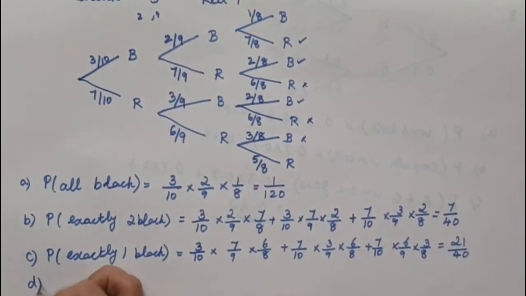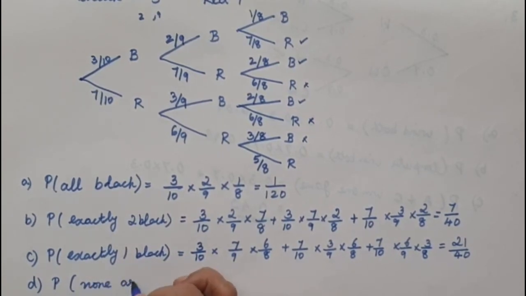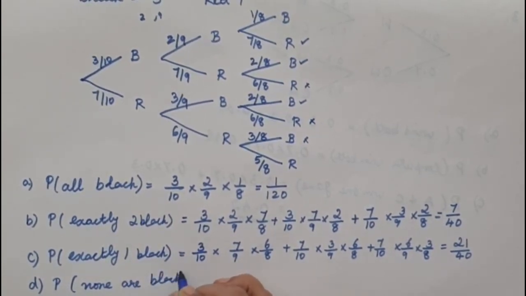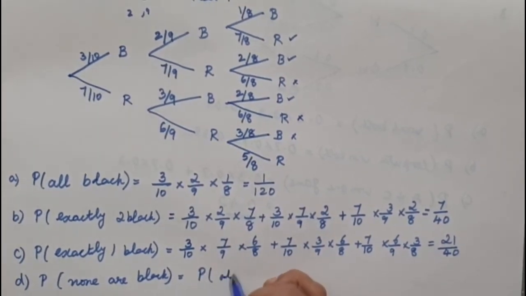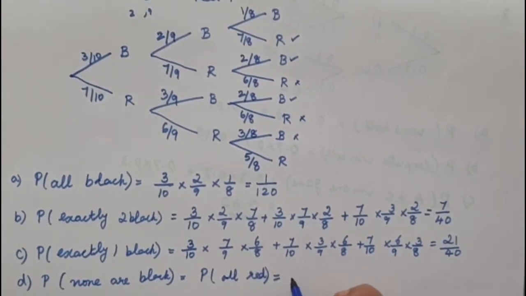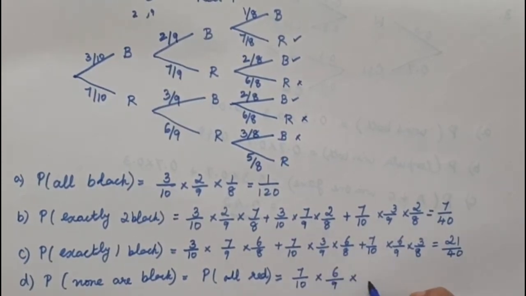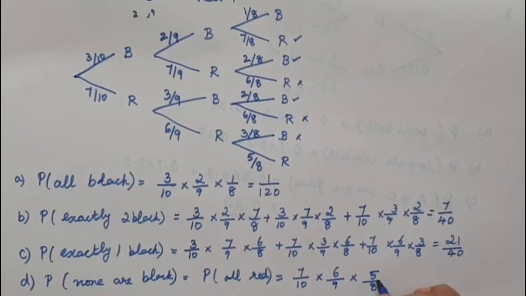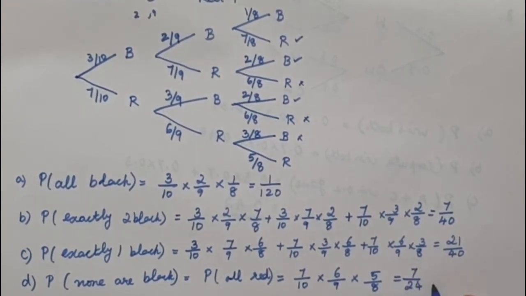Now D part. Probability of none are black. In order to find this, we can find probability of none are black, which means all red. That is 7 over 10 into 6 over 9 into 5 over 8. So this will give us our answer as 7 over 24. So the tree diagram helps us to find the probabilities in a much simpler way. Thank you.